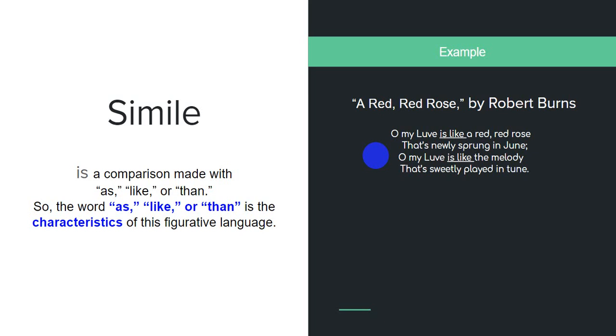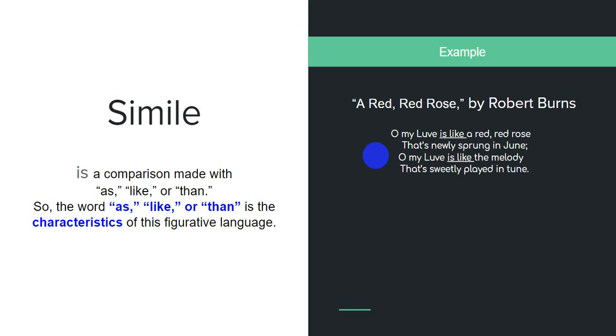The first one is simile. Simile is a comparison made with as, like, or than. So the word as, like, or than is the characteristics of this figurative language. In Bahasa Indonesia, as, like, or than is translated into seperti.